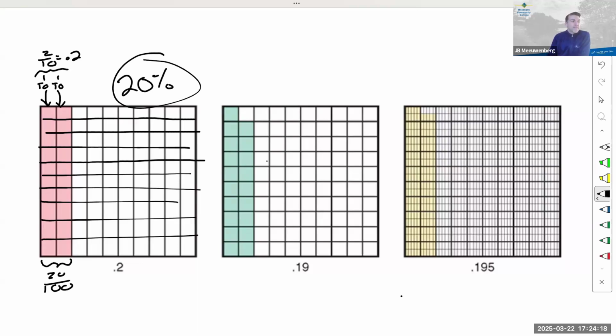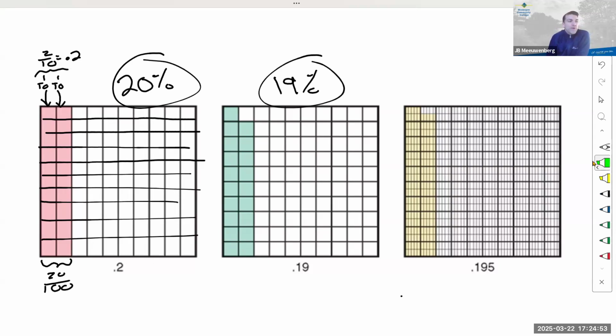20 out of 100. Next door, we have the decimal 0.19, or how do we say it? 19 hundredths. We can see a full column here and then 9 tenths of a column here. So this is 19%. But what I really cared about for this conversation was this grid over here on the right. Take a moment and see if you could determine what the percentage would be here and make the connections between that and what these grids represent as well.